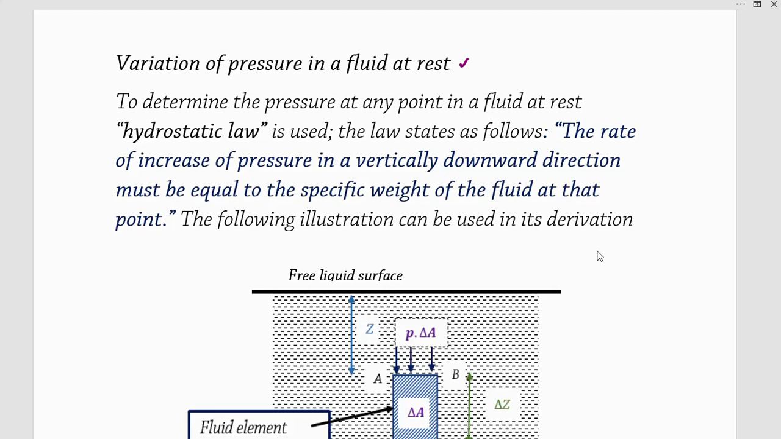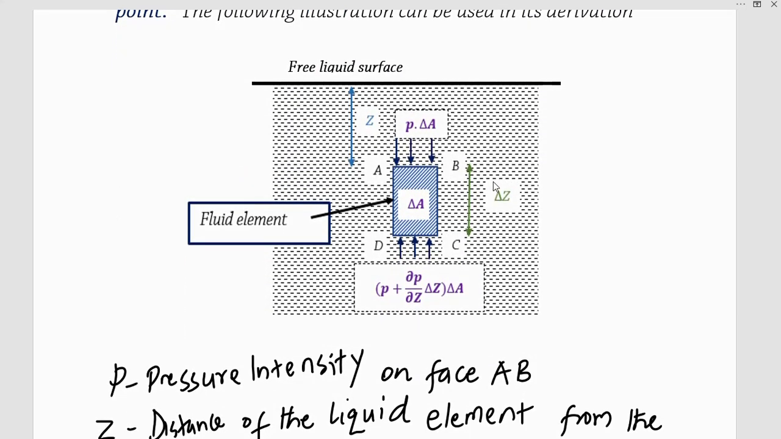Now we are going to use the following illustration to understand what this hydrostatics law states and what it implies. When we look at this illustration, we consider a fluid that is in a container at rest. Consider a rectangular fluid element of that liquid in the container, with a small cross-section area delta A, very small but finite, something we can visualize with our eyes. It has faces AB and CD, and a height, or thickness, delta Z as you go from face AB to face CD.